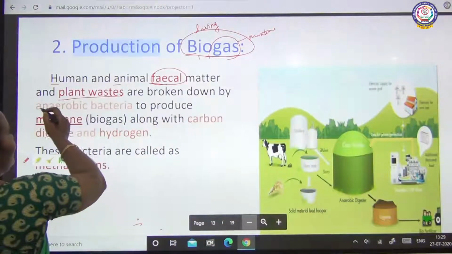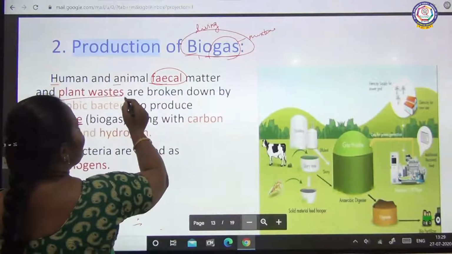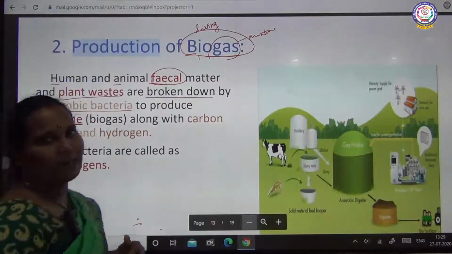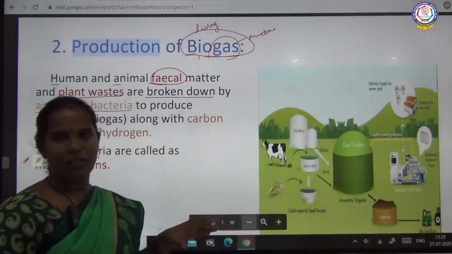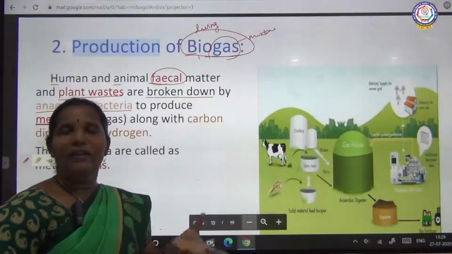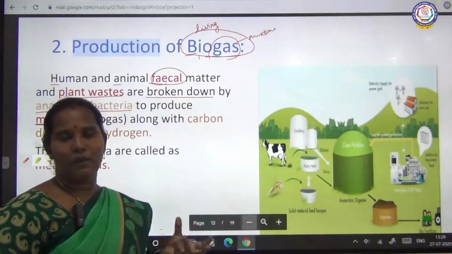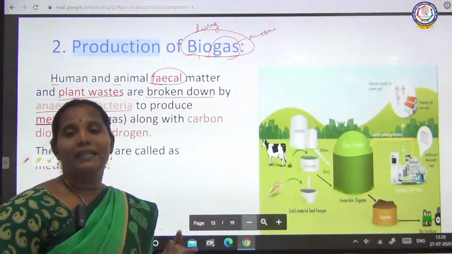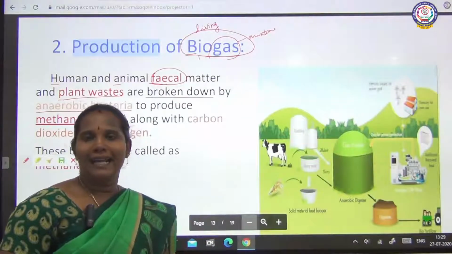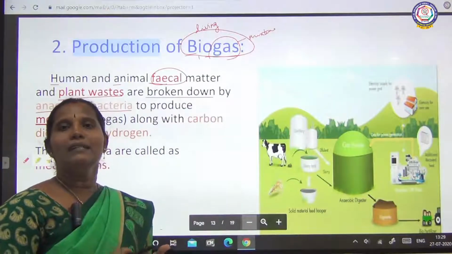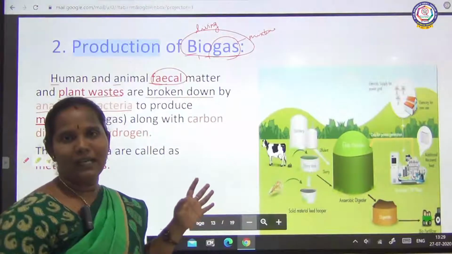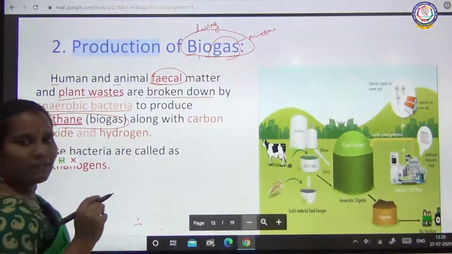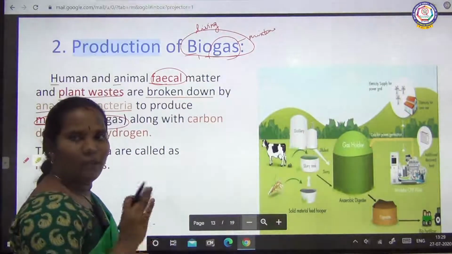See, all the things are broken down. Wastes are broken down by anaerobic bacteria. Anaerobic bacteria means the bacteria that grow on the wastes and digest all the nutrition and substances in the wastes. After that, they release carbon dioxide, hydrogen, and methane gas. This is called biogas. So methane gas means biogas. Methane gas is called the biogas.